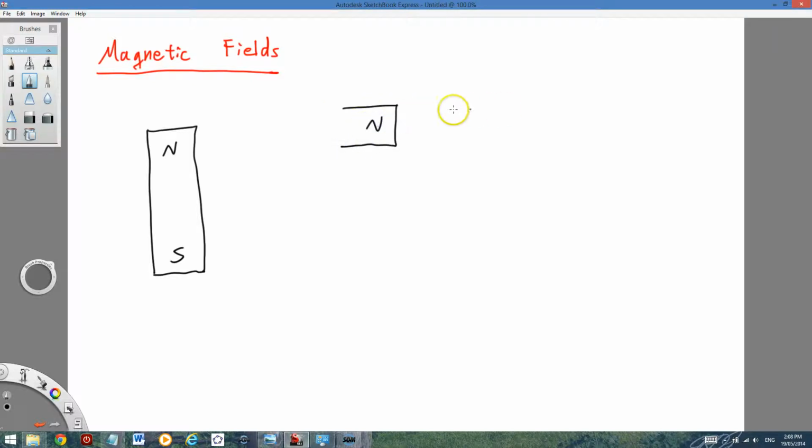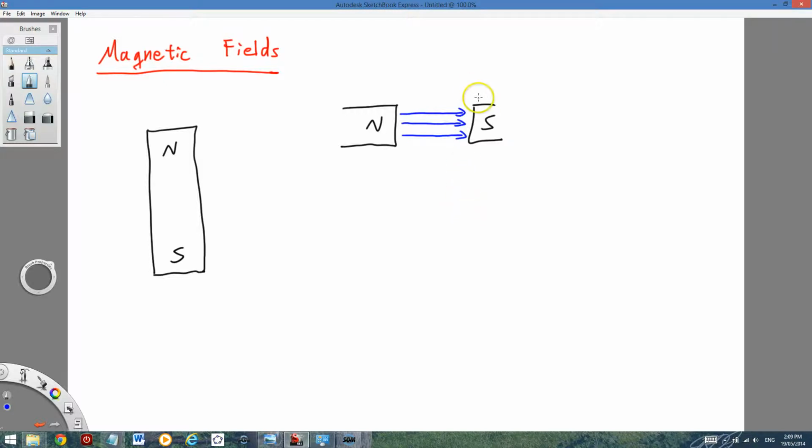Okay? So if I have the north pole here, I have a south pole here, the magnetic field is going to always travel from north to south. In ancient times, we used it. Even today, we use magnets to make compasses. And the Earth, the planet Earth, is basically a big magnet.